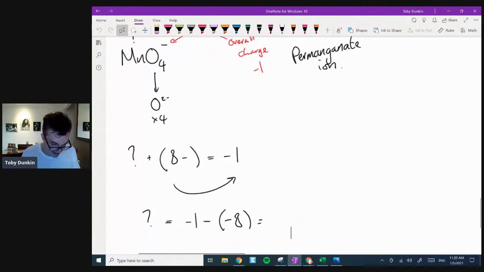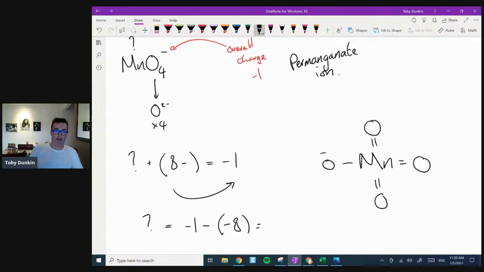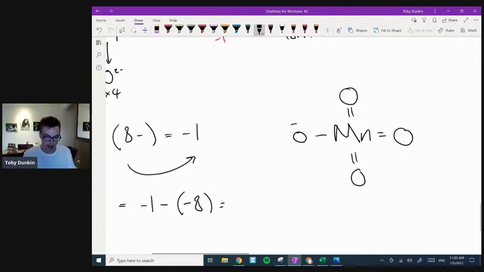So just to show you what the manganate ion looks like, manganate looks like this. Mn, double bond O, double bond O, double bond O, bond O minus. Holy moly. I'm going to stop because you guys are literally shaking your heads at me, aren't you? And there's the ion. There's what manganate looks like.